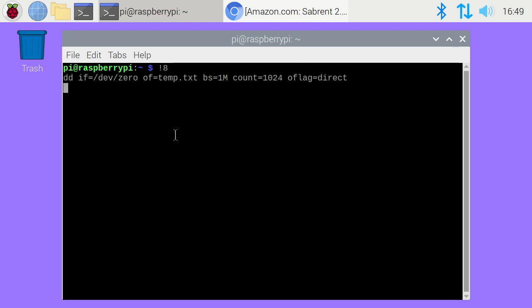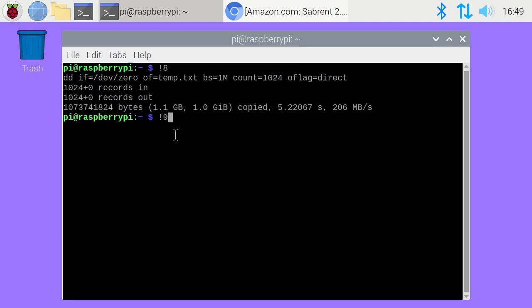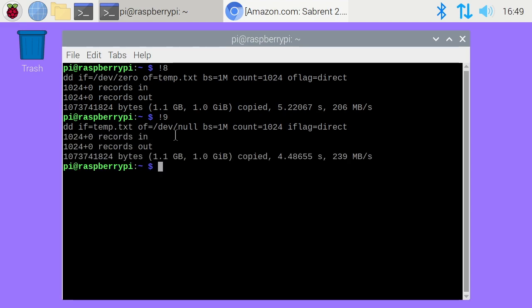So I'll minimize this. I'm in a terminal here, and I'm going to run the same benchmarks I did before. I used that !8 and !9 because it was in my history. It was the 8th and 9th items in my history, so I wouldn't have to type it in again.